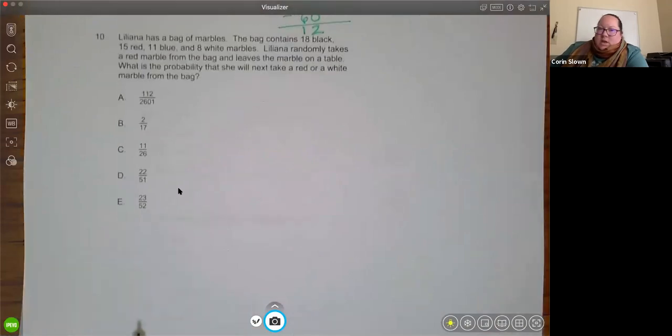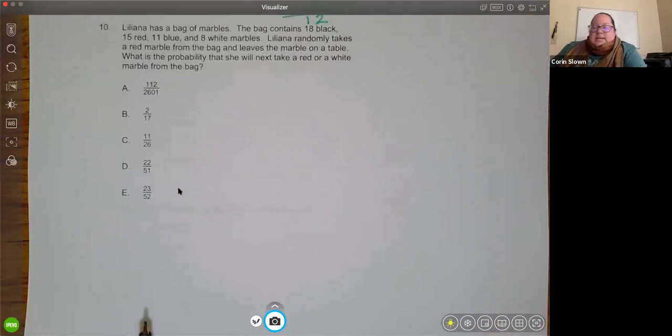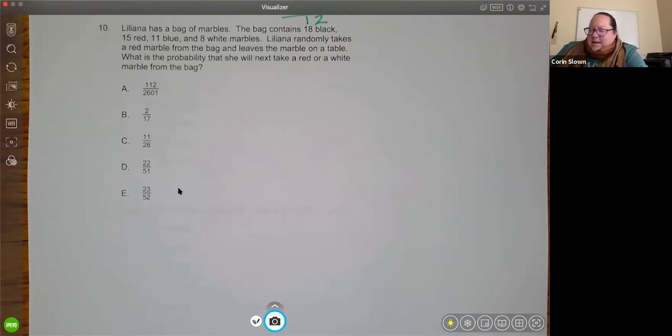Oops, sorry. All right, let's take a look at the problem again. This is a good example of I read it, but I think I need to read it again. And that's okay. It's not a problem to go back and reread a problem, especially if the first time you read it, it didn't make sense. So it says Liliana has a bag of marbles. The bag contains 18 black, 15 red, 11 blue, and 8 white marbles.